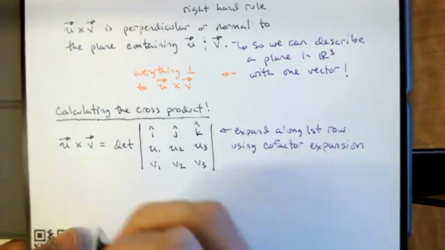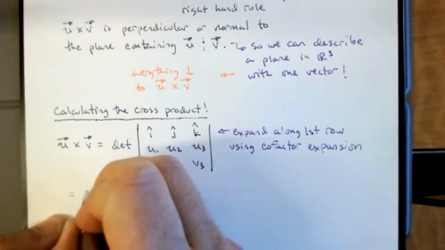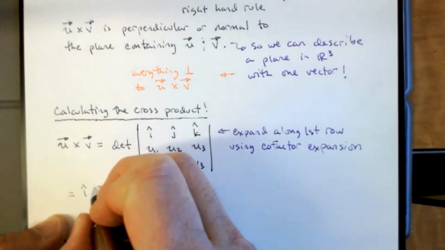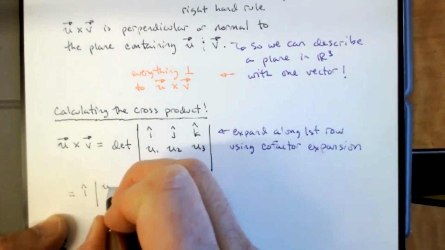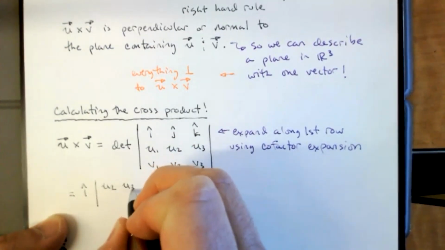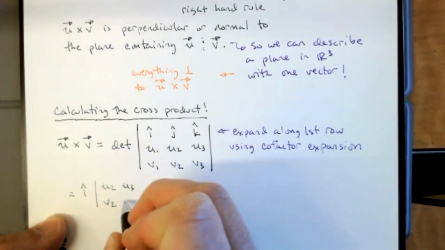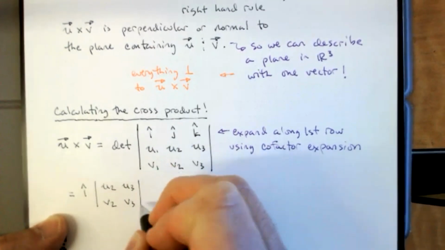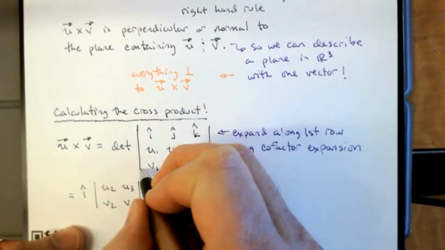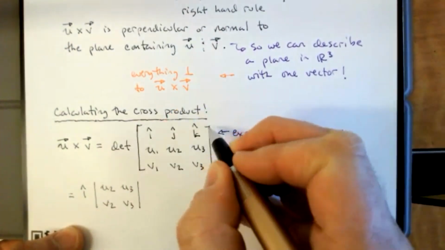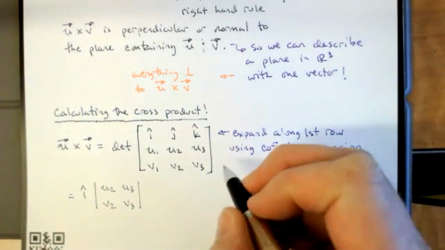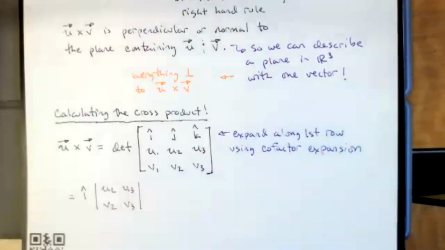So the first term is going to be, oops, I wrote determinant, so this should be matrix notation. When we put a matrix in absolute values, that's usually a shortcut notation for writing the determinant.